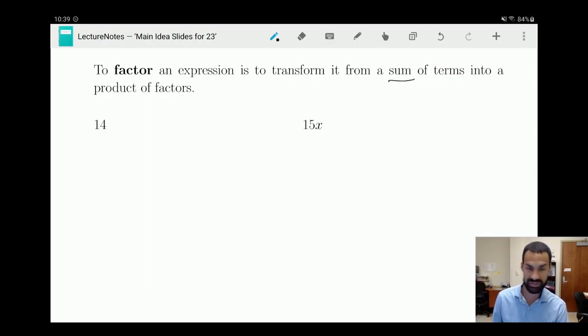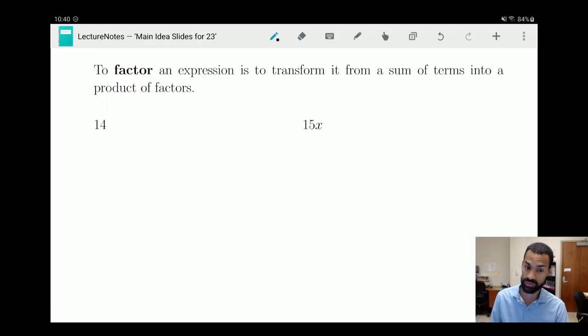Remember, sum means addition. You're adding things together, and we're lumping addition and subtraction together as the same operation. When we talk about terms, we're talking about things like 15x and 14. These are just individual terms. They are usually a number and a variable held together by multiplication. If it has a variable, it's considered a variable term. If there's no variable, it's considered a constant term. But they're individual terms. So we're talking about a sum of terms like 15x plus 14.